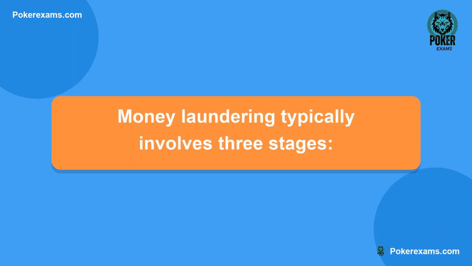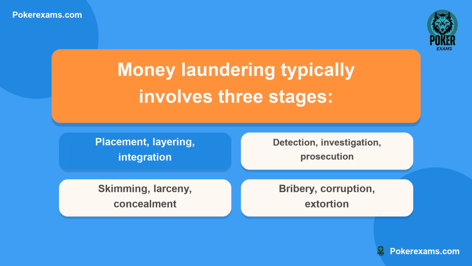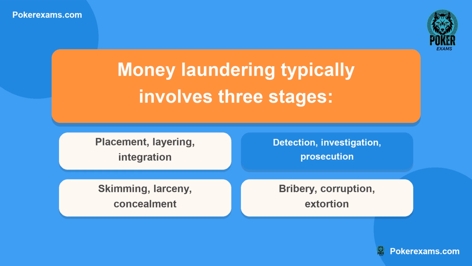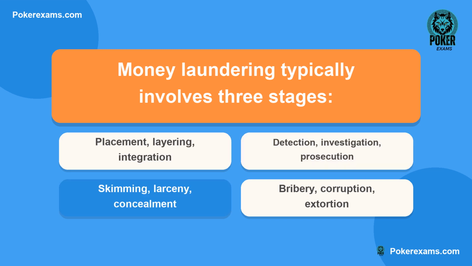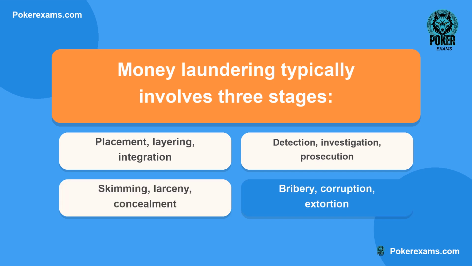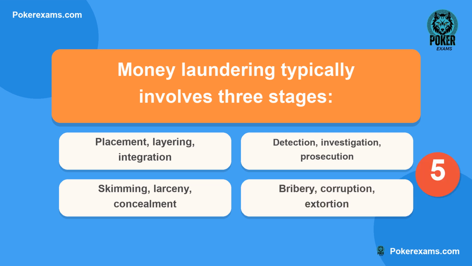Next question. Money laundering typically involves three stages. Is it A, placement, layering, integration? Or B, detection, investigation, prosecution? Could it be C, skimming, larceny, concealment? Or lastly, D, bribery, corruption, extortion?